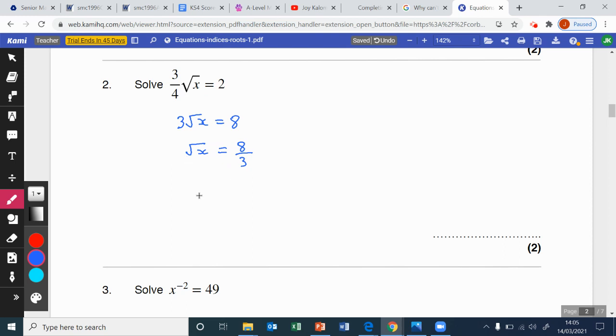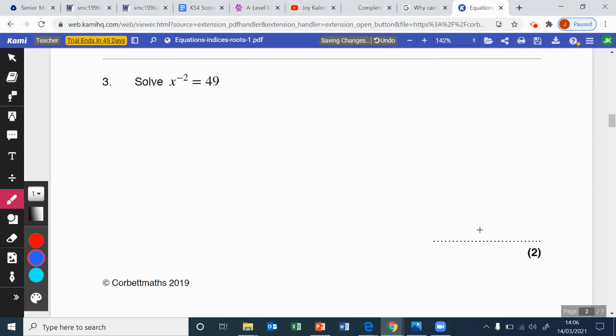And then if you square both sides, you get x equals 8 over 3 all squared. And when you square a fraction, you square the numerator, square the denominator. So that's equal to 64 over 9. So therefore, x equals 64 over 9. Let's keep going, guys. One more question.